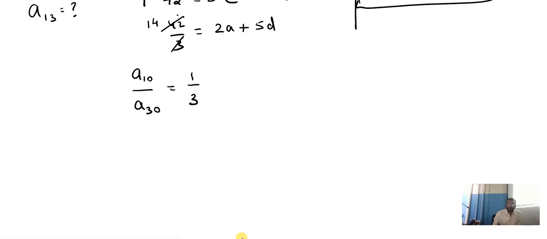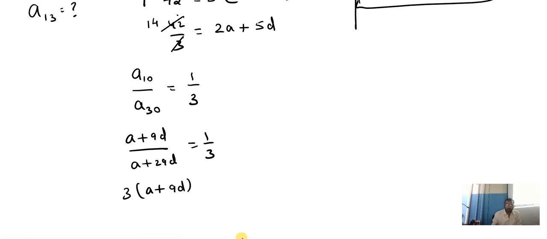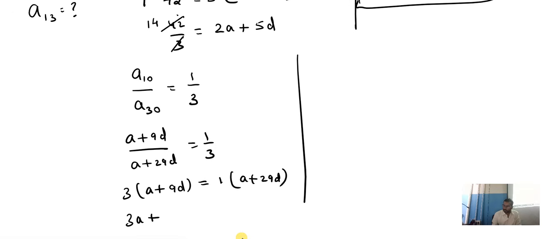Now, A10 can be written as A plus 9d, and A30 is A plus 29d, equal to 1 by 3. Cross multiply: 3 into A plus 9d is equal to 1 into A plus 29d. 3 into A is 3A, plus 3 nines are 27d. 1 into A is 1A, plus 1 into 29, 29d.